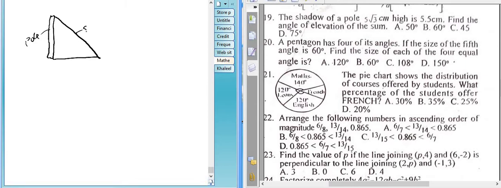This is the shadow. From here we were asked to find the angle of elevation of the sun. So this is where the sun is facing. Here we have the angle.